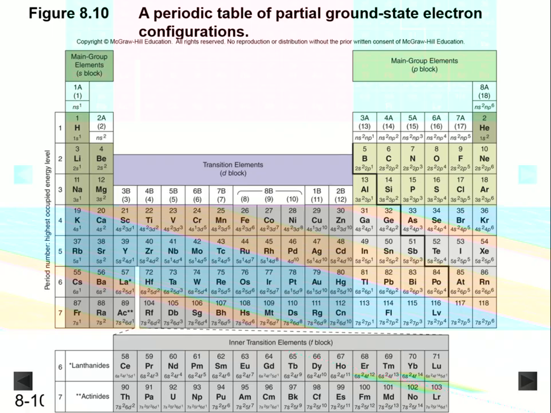Let's look at group 10. Group 10 is in the transition block. You can see it's about 2/3 of the way over to the right-hand side, and it starts with nickel. We have nickel at the top of group 10. That's a 4s2 3d8, as we just said in our last table.